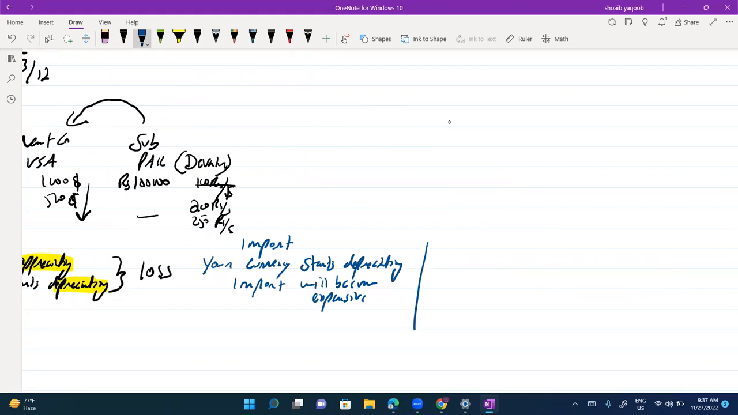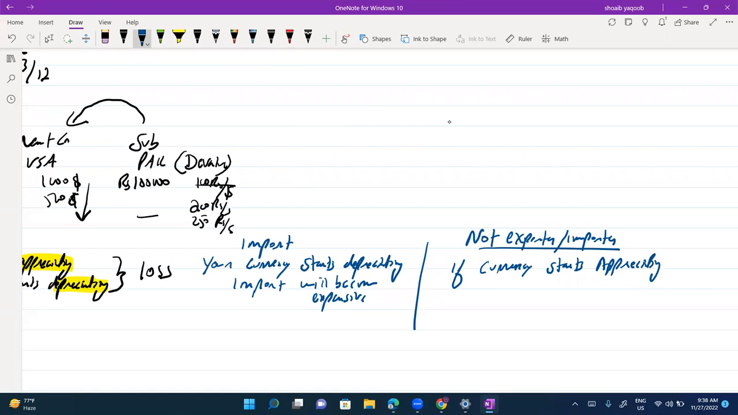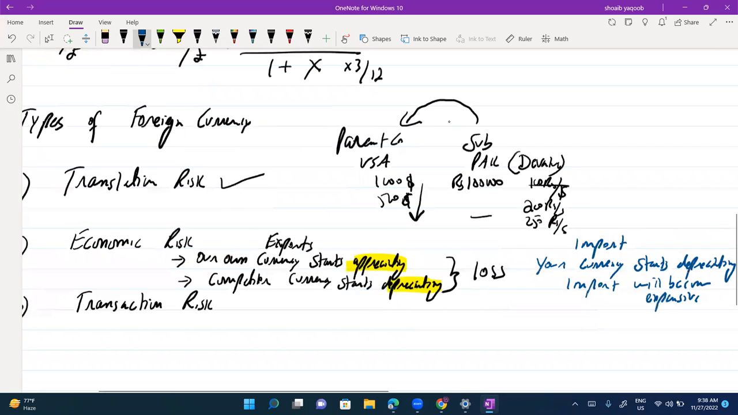Acha. And if you are not exporter or importer, in that case, if currency starts appreciating, if Pakistani currency start appreciating, what will happen? Everyone will import. Nobody will buy the local stuff because imported stuff will become cheaper. वो cheaper हो जाएगा.